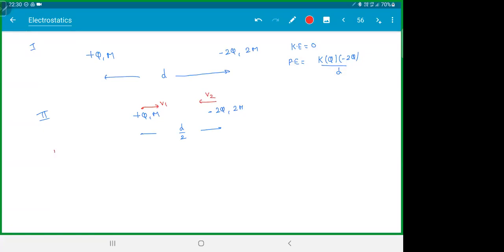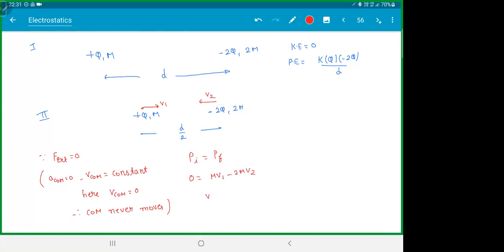Conservation of linear momentum. Since F external is 0, actually acceleration of center of mass is 0. Velocity of center of mass here is 0. So center of mass will never move here actually. So here we see displacement of the center of mass is 0. Therefore, center of mass never moves. Anyway, so from that we get P initial is equal to P final. Initially momentum is 0. Finally, it is mv1 minus 2mv2. v1 is 2v2.